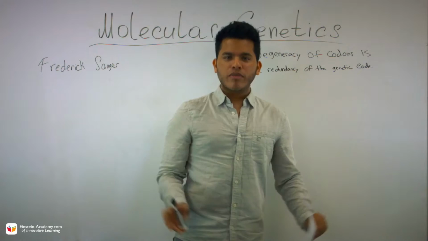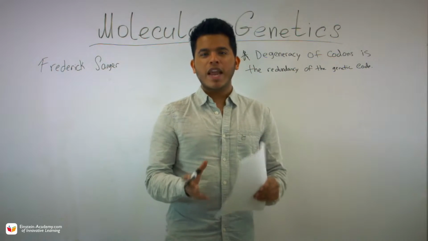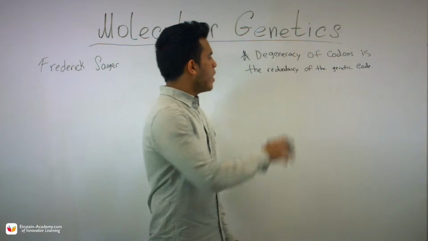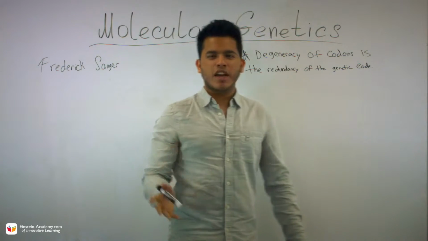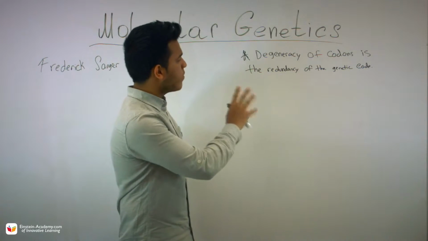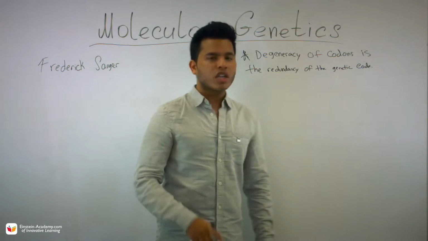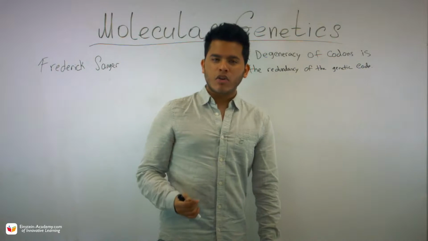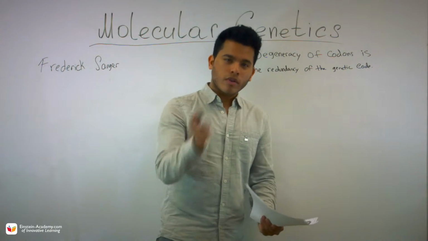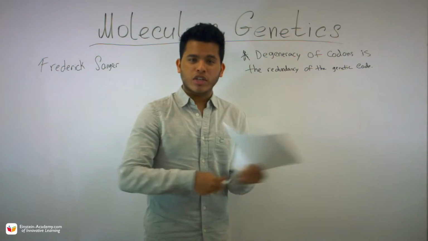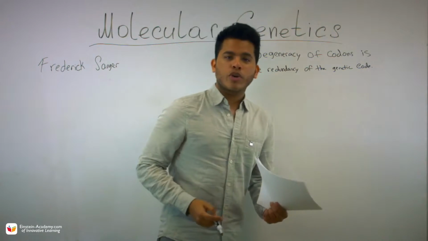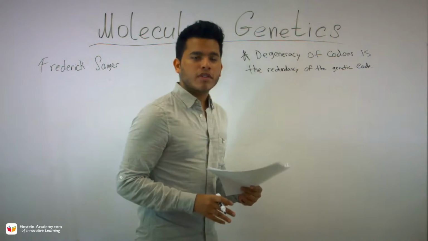Now, the molecular information, the central dogma, the information that is provided to us by the DNA, is said to be degenerate. And what does that mean exactly? So right here I wrote down that degeneracy of codons is the redundancy of the genetic code. Now, what does that exactly mean? Remember back about the codon chart? Last video we were doing translation, so we were looking at the codon chart, and obviously I don't have the codon chart here anymore, but I'm going to give you some examples.